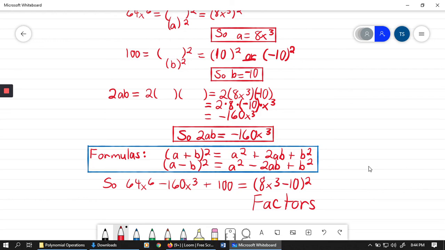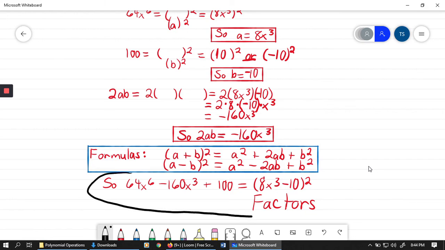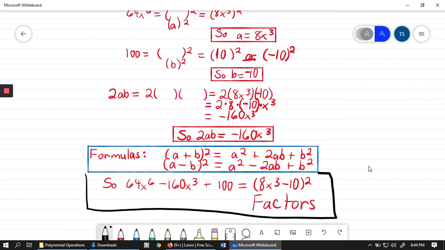I hope this has been helpful to you guys, and that's it. You guys may have to look back at your factoring difference of squares video. Ooh, that is so sloppy. Y'all, excuse me. You guys may have to look back at that video to help you do part of the Khan Academy assignment.